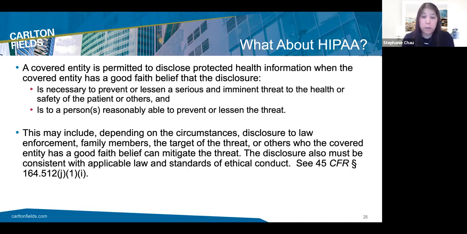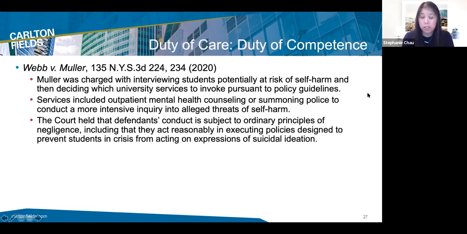And an advanced waiver might come into play in that scenario, and I know Sylvia will talk a little bit more about that later. With that, I'll move on to the next duty that a practitioner may owe, and that is the duty of competence. Even practitioners who are not licensed professionals may owe a duty of competence. An example of that is Webb versus Mueller, which I've put up on the slide.